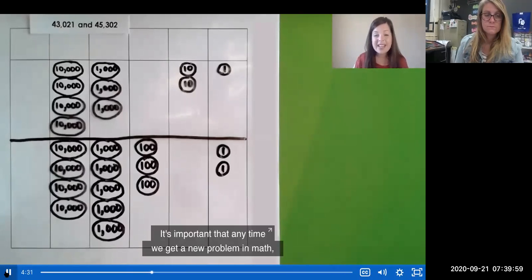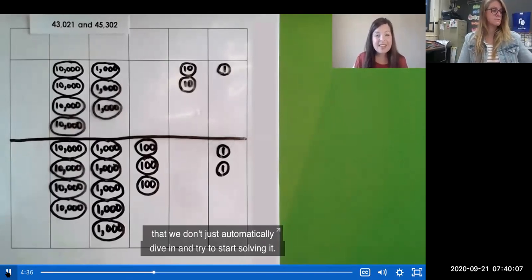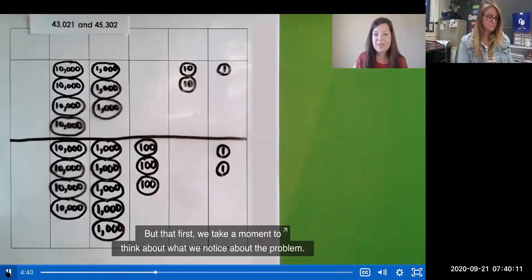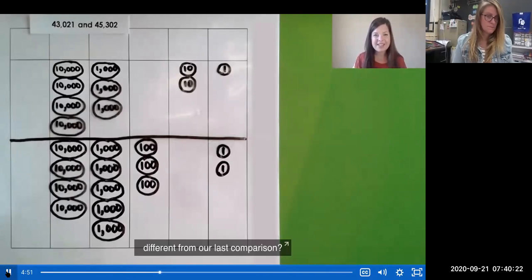It's important that anytime we get a new problem in math, not just today, but always, that we don't just automatically dive in and try to start solving it, but that first we take a moment to think about what we notice about the problem. So let's do that now. How is this comparison different from our last comparison?